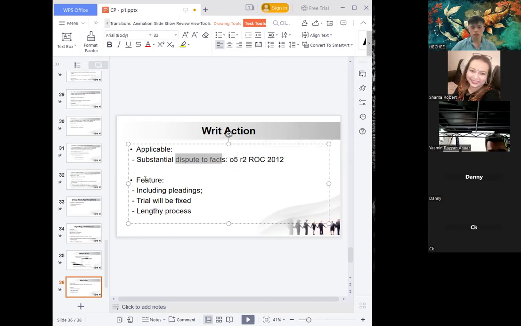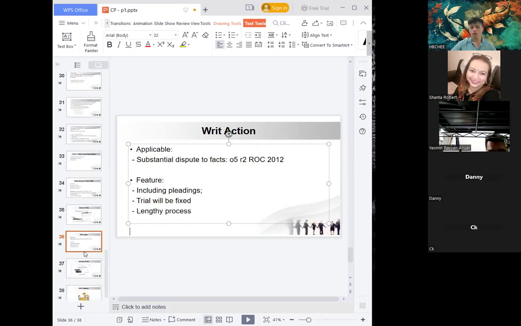The feature of the writ action is that it will include pleadings. The types of pleadings, we will cover in the later chapters. Then in the writ action, the court will fix a full trial, and it's a very lengthy process. But one thing, I think there is a KPI given by the court already: within a certain time frame, you have to close a case. Otherwise, as we used to say, a full trial in a court case takes you more than years. So there is a KPI for them to finish a case.